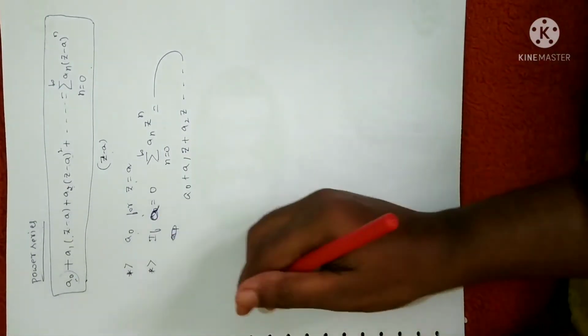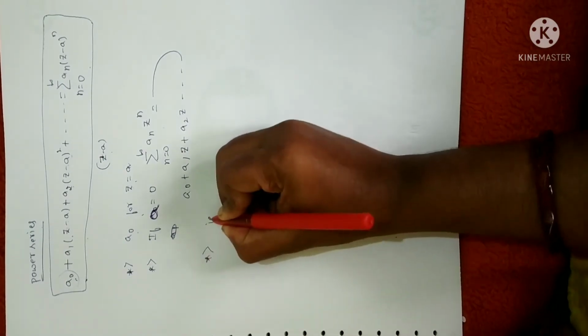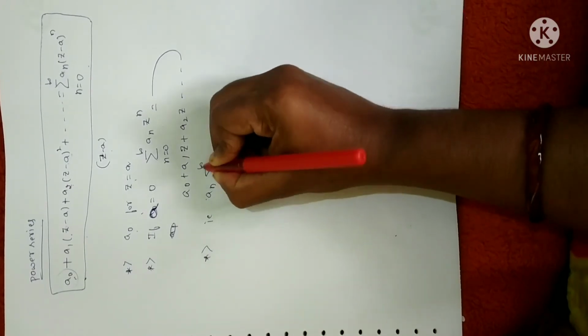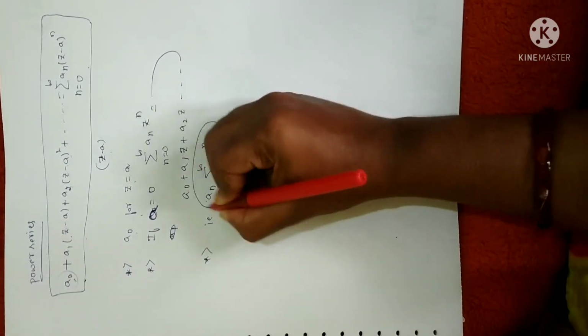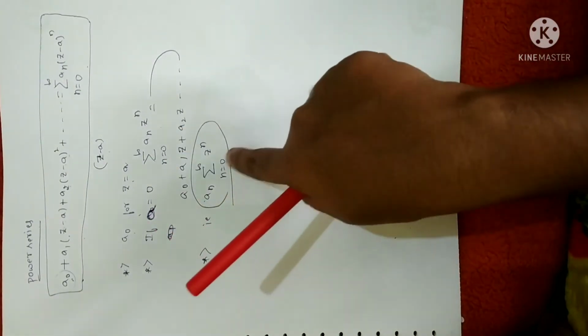One of the easiest examples of a power series is the geometric series, that is, summation n equals 0 to infinity z to the power n. So this represents a geometric series as well. In the sense that when you take an outside, you are going to get this sequence.